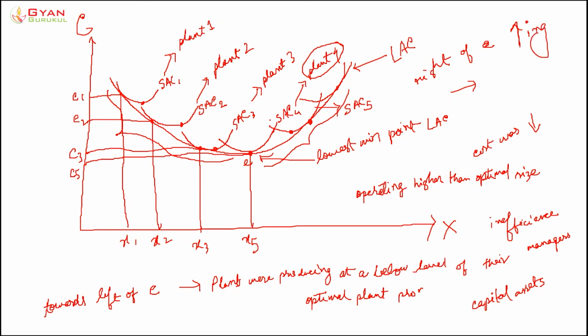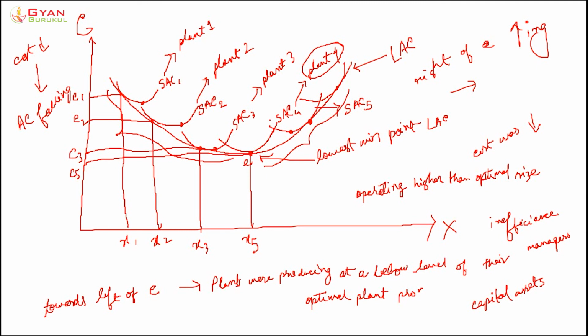So we have seen two things. What are the two things? First, towards the left of point E, which happens to be the lowest minimum point of the long run average cost curve, the plants were operating at a point which is below their optimum plant size, and that is why the cost was decreasing. When the cost was decreasing, that means the average cost curve was falling, so we see the negative slope here, right?